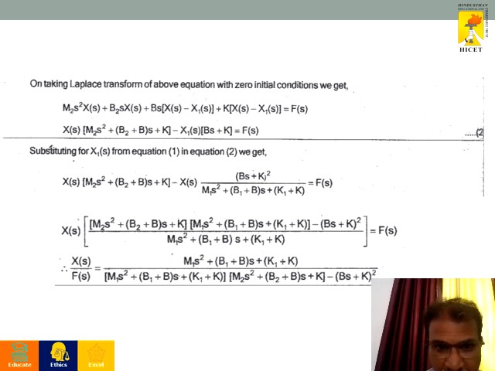Since in our question transfer function is asked, which is nothing but X of s by F of s, we rearrange these equations such that we get X of s by F of s, which is nothing but the transfer function. We rearrange these equations and in place of X1 of s we substitute what we have found out in the previous slide, so we substitute that and we find out the transfer function.